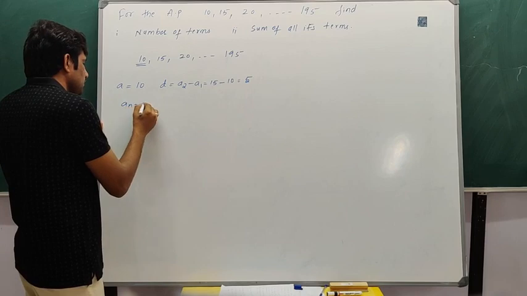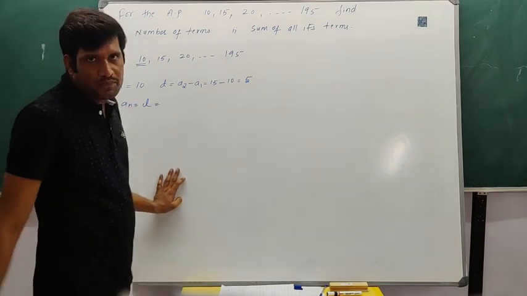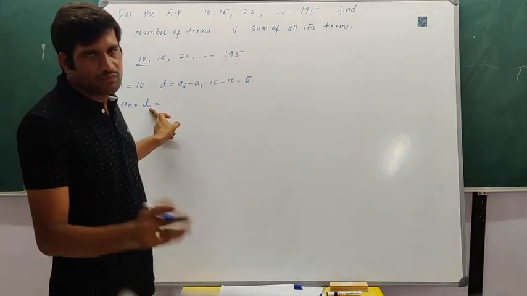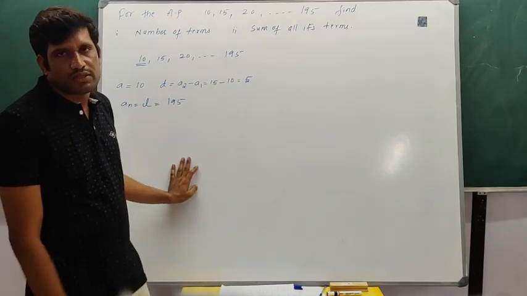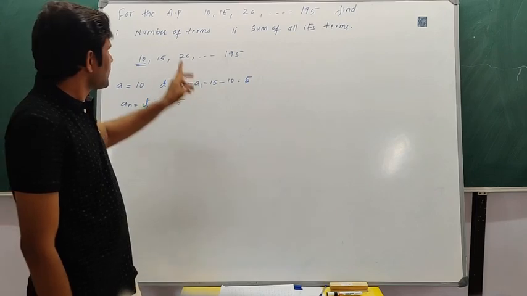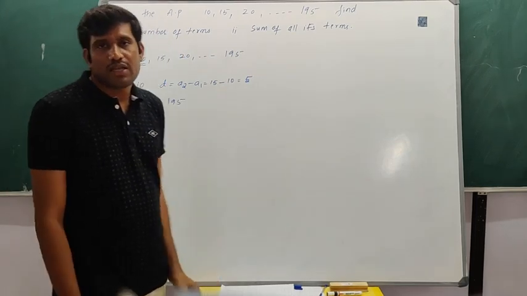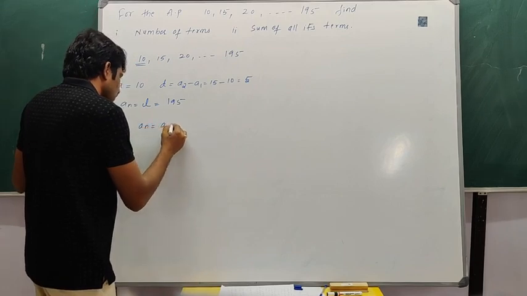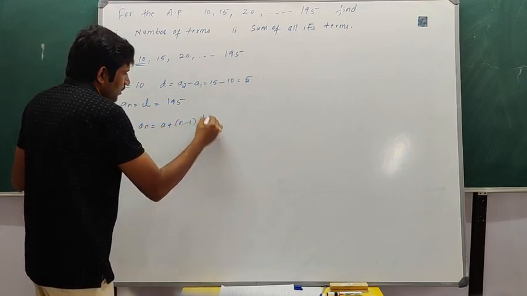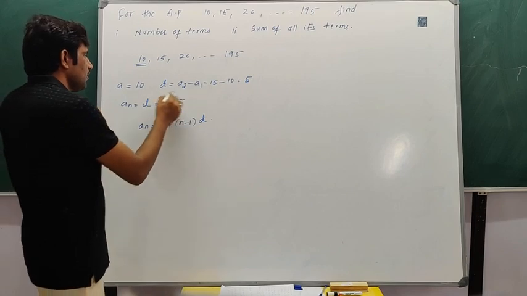Then what is An, the nth term or last term? Both are the same. That value is 195. So the nth term or last term is 195. First I will find the number of terms by using the An formula, that is the nth term. An is equal to A plus n minus 1 into D. Right? So what is An?